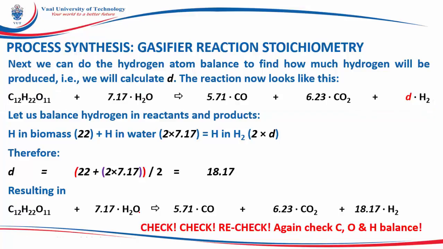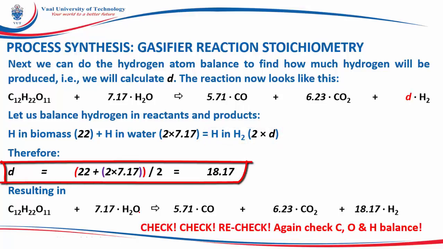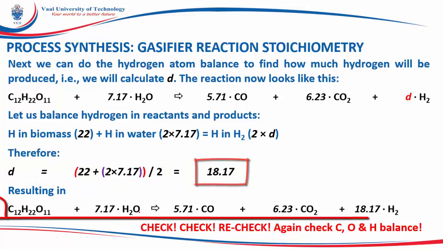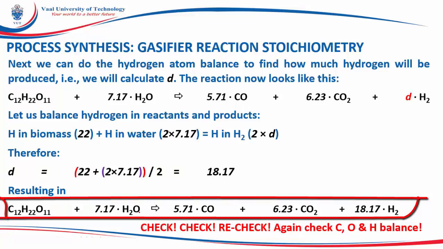If we look at the hydrogen balance in reactants and products, we have hydrogen in biomass, which is 22 atoms of hydrogen, and then hydrogen in water, which is 2 times 7.17, as there are 2 hydrogens per molecule of water. And then hydrogen in the hydrogen gas that is produced will be 2 times D, because there are 2 atoms of hydrogen for every hydrogen molecule. We can then rearrange this balance to solve for D, which we find to be 18.17. Then our equation and stoichiometry is fully defined as given below here.